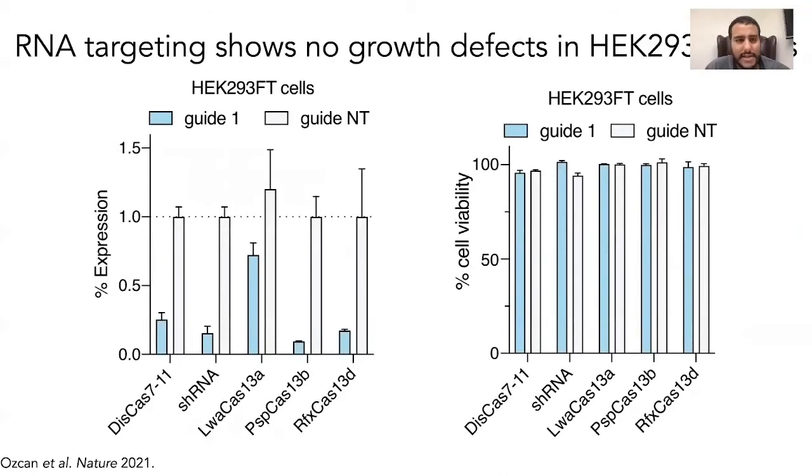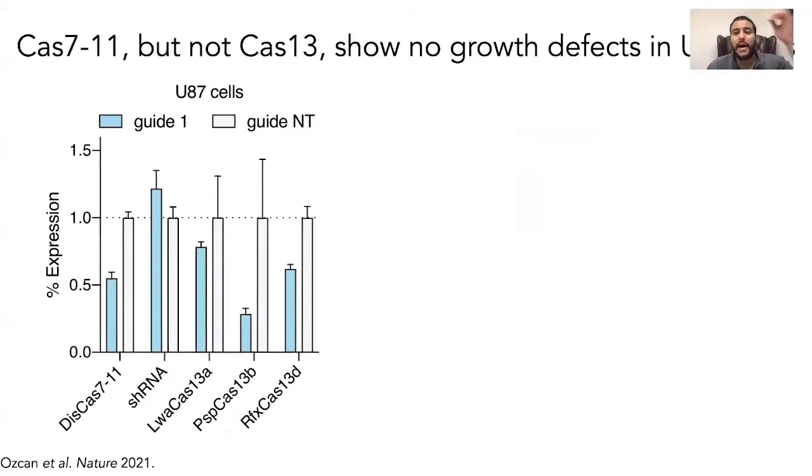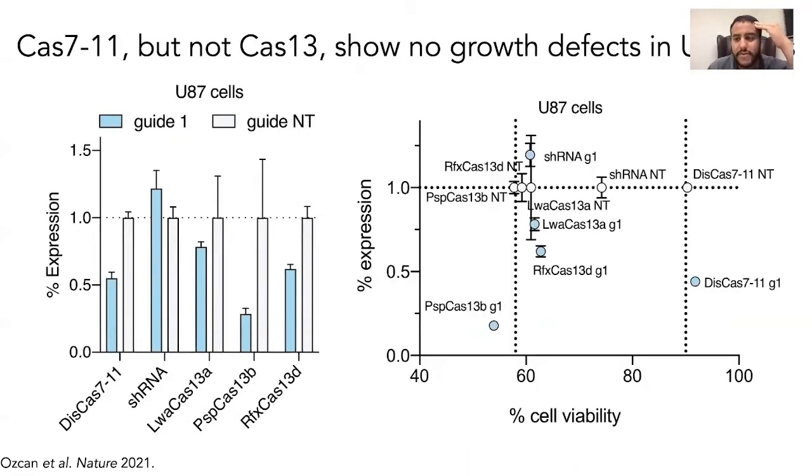And if we dive into this a little bit more, of course, in HEK293s, as we've shown previously, you don't really see growth defects from RNA targeting. But in other cell lines like U87s, you can do knockdown and actually see growth defects. And so shown here, in mammalian cells, you can see Cas13 has a significant hit on cell viability, although it does get knocked down, whereas Cas11 can still get more than 50% knockdown, but not take this hit on cell viability.